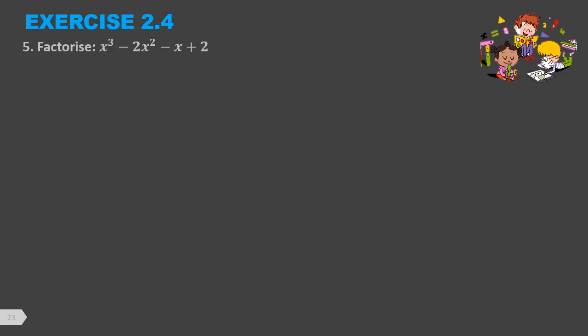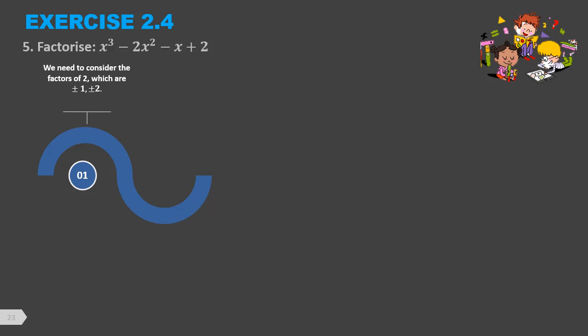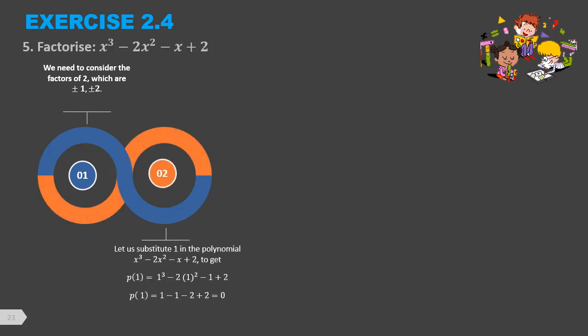Now we proceed to the next type of question. In that question we have to factorize a cubic polynomial by the hit and trial method. First we'll find the factors of the constant term, that is 2. Therefore we need to consider the factors of 2, which are plus minus 1 and plus minus 2. Let us substitute x equal to 1 in p of x.